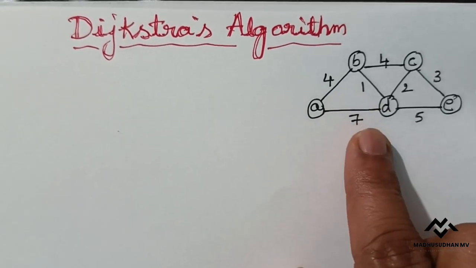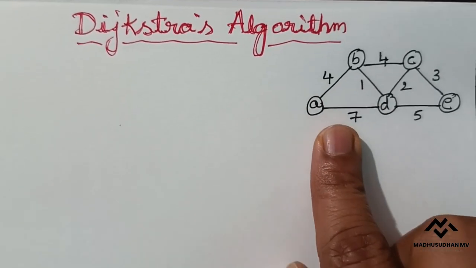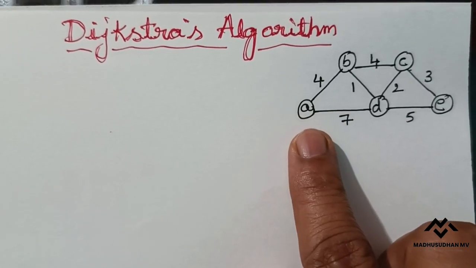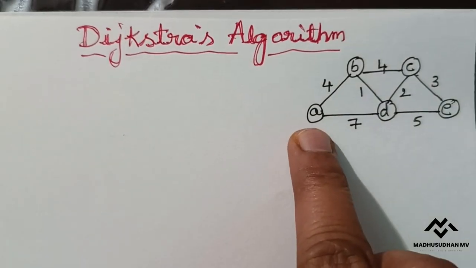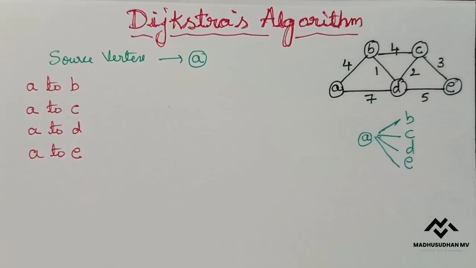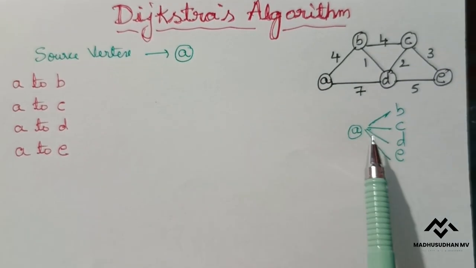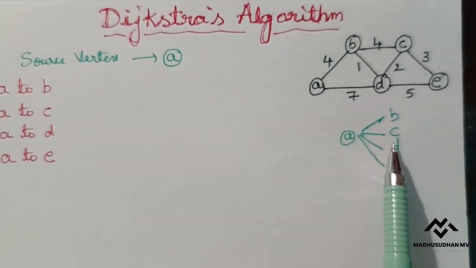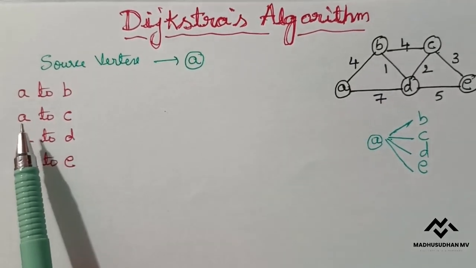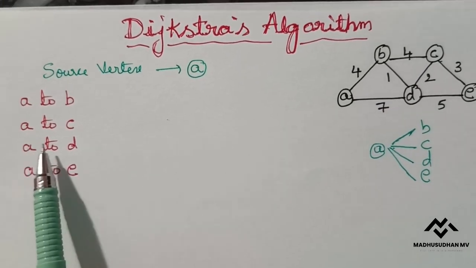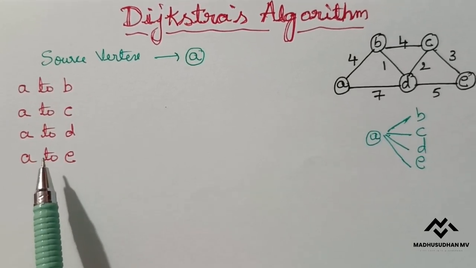For this given graph, they will tell the source vertex. From the source vertex, we need to find the shortest path to all other remaining vertices. Let us assume here A is the source vertex. So now if the source vertex is A, we need to find from A to all other remaining vertices B, C, D. That means we need to find the shortest path from A to B, from A to C, from A to D, and from A to E. These things we need to find out.